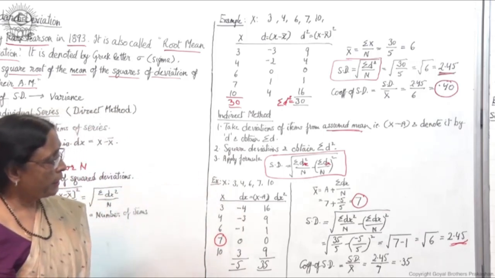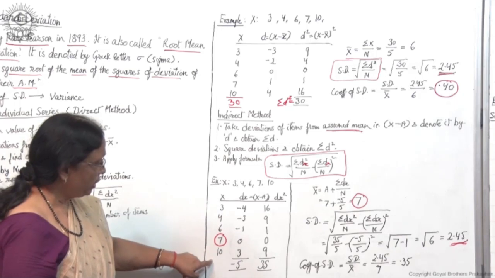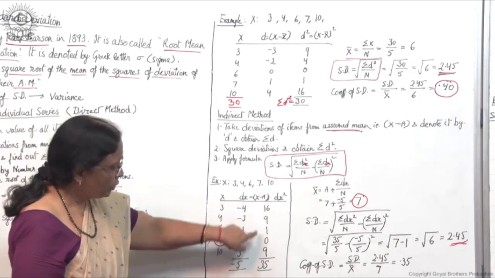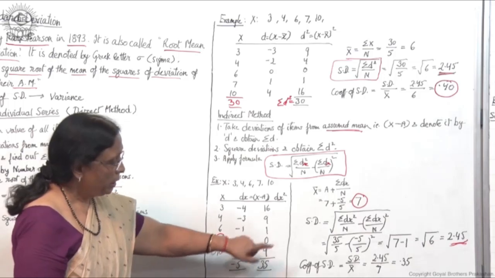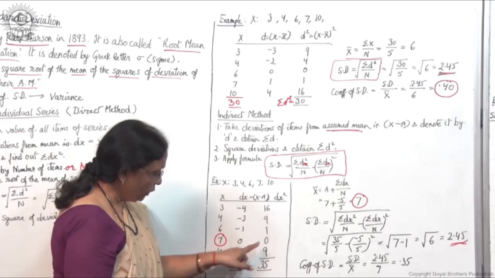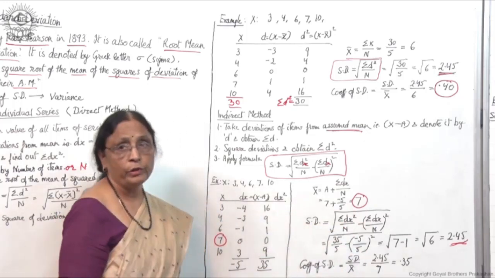So this is standard deviation. Simply, the values are given here. Take out the deviation from the assumed mean, take the squares of these deviations, and apply the correct formula. Put the values in after totaling these two columns and get the calculation done.